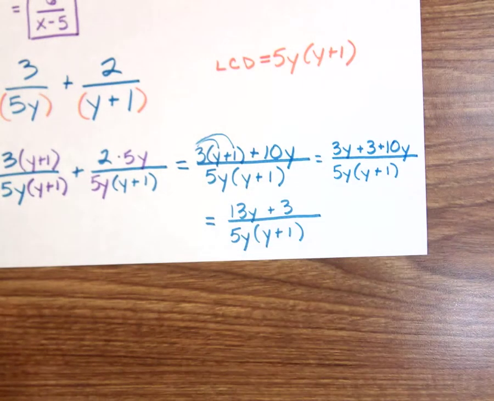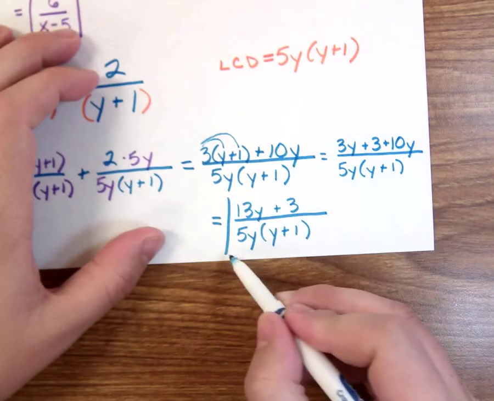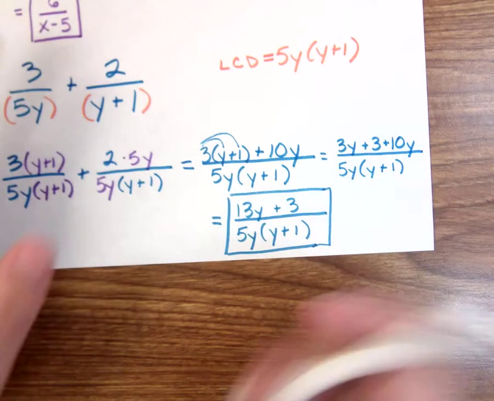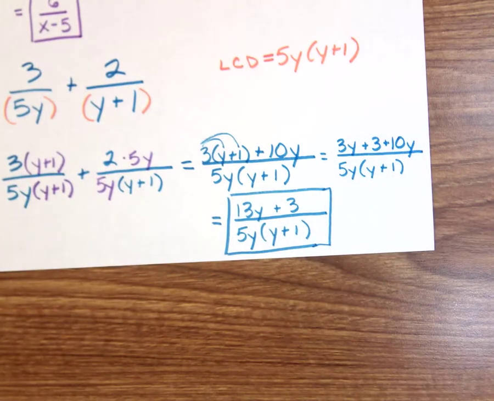Now this is the point in the problem, once I get everything combined and distributed, where I would say to myself, okay, can I do any factoring and canceling? And the answer to this problem actually is no, because 13 and 3 are both prime numbers, so there's nothing I can factor out of 13 and 3. So this is the end. Normally, this is where I would look for factoring and canceling, but in this case, there isn't any. We ain't got none.